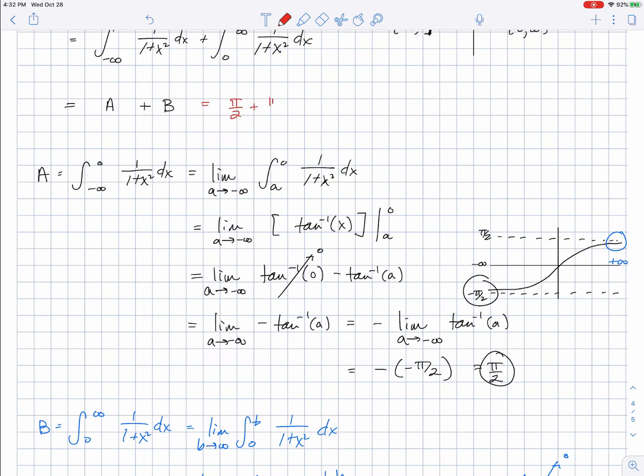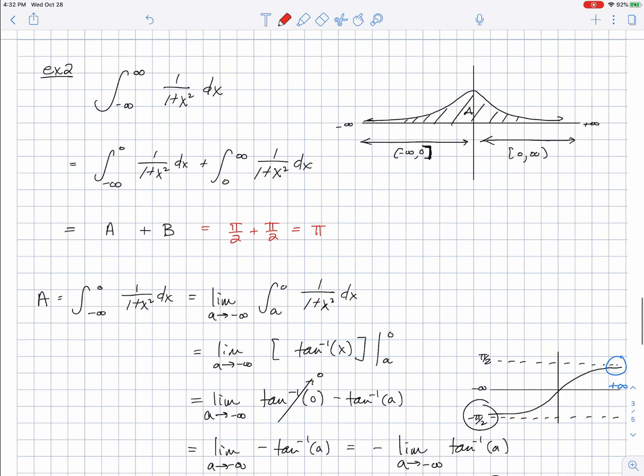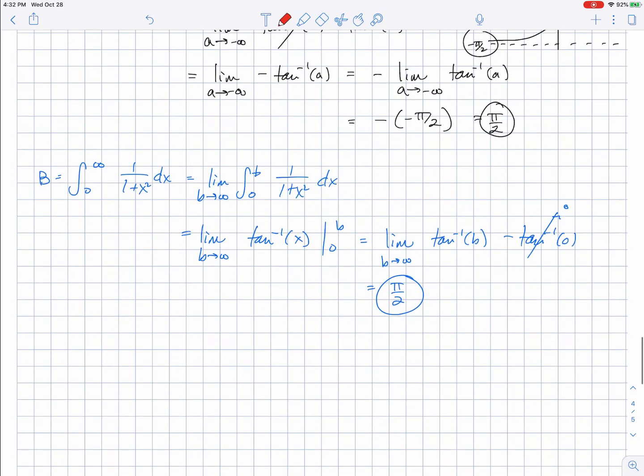And so this is simply pi over 2 plus pi over 2, which is pi, which strangely enough means that all of this area underneath this curve is pi. That's weird, huh? But there it is. Pi over 2 plus pi over 2, which is a plus b, is pi. And so this converges.